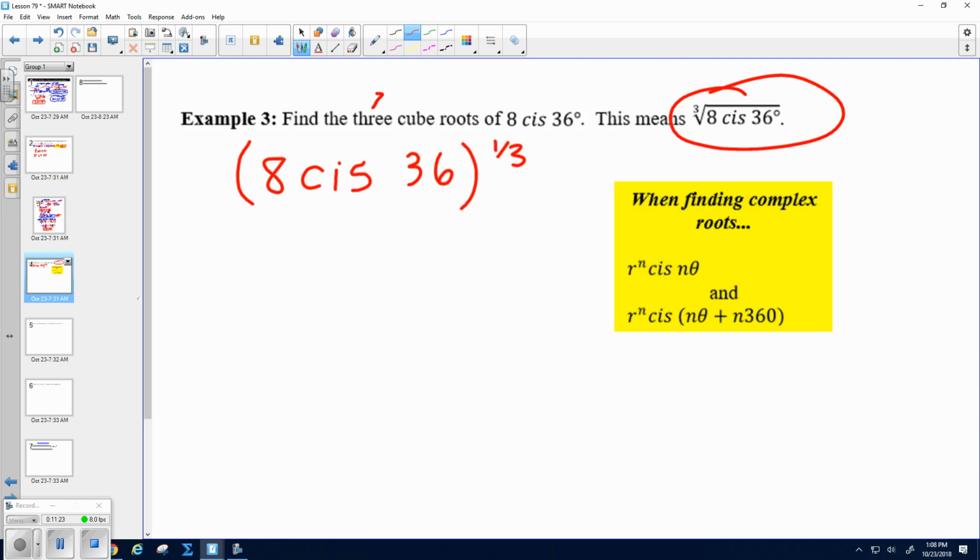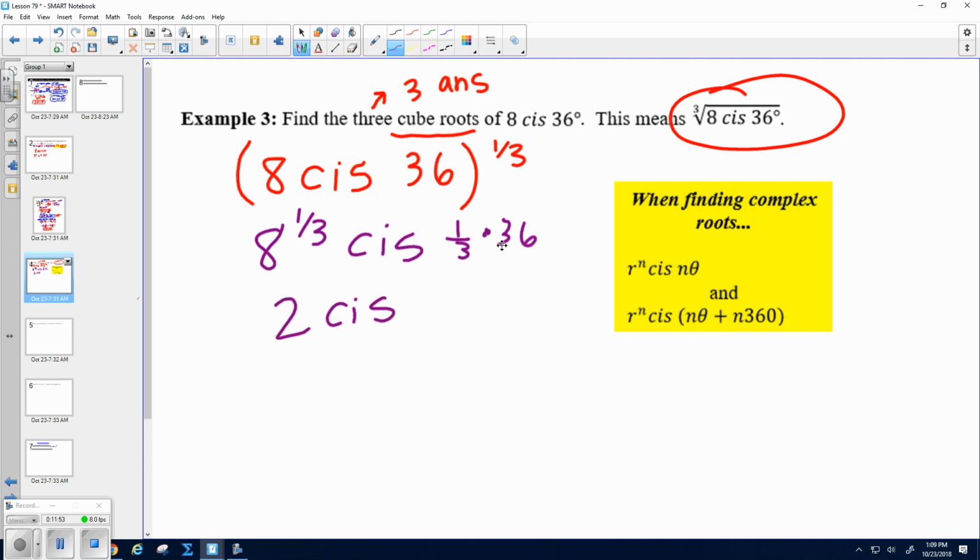3 means we're actually going to get 3 answers. And I'm finding a cube root, which is the same thing as the 1/3 power. So now I use DeMoivre's theorem, which says I'm going to take 8 to what power here? 8 to the 1/3 power. And then I'm going to multiply 1/3 times 36 for my angle. So what is 8 to the 1/3 power? It is 2. Cosine i sine, 1/3 of 36 is 12 degrees.